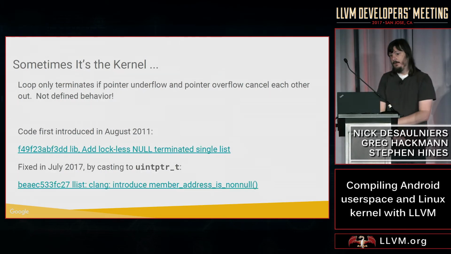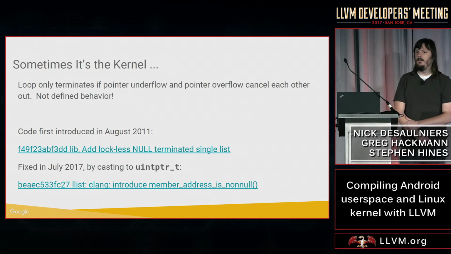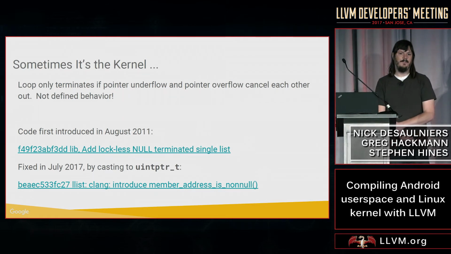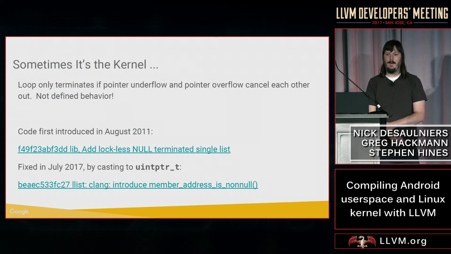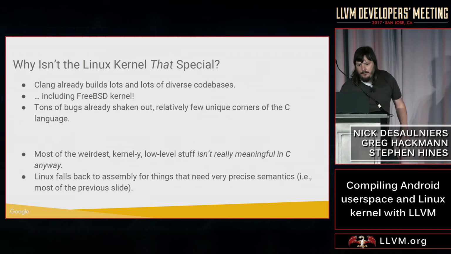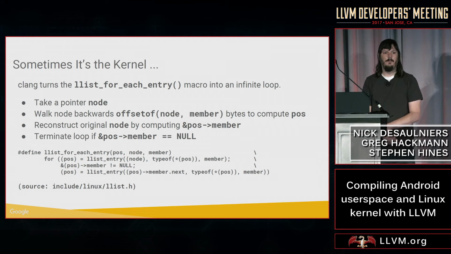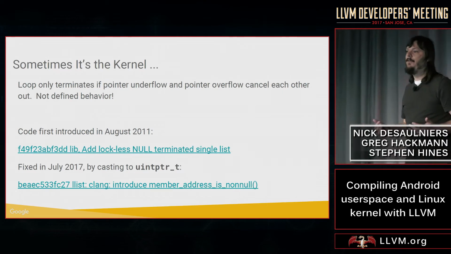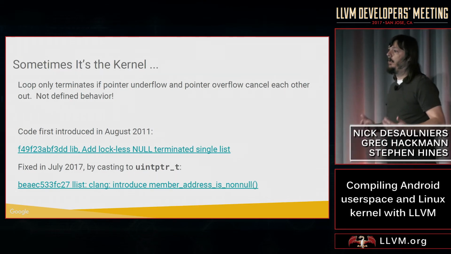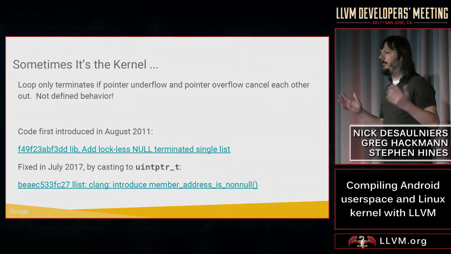There's a small problem with this. This assumes that pointer overflow and underflow by the same amount cancel each other out. And this is not defined behavior. In fact, it's not defined in such a way that the compiler can basically go, oh, this thing where you're comparing against null, I know that's impossible, so I'm going to delete your terminating condition. And so what happened was this macro was added at one point early in init on x86, and the kernel just went into an infinite loop because there was literally no way to terminate the loop.